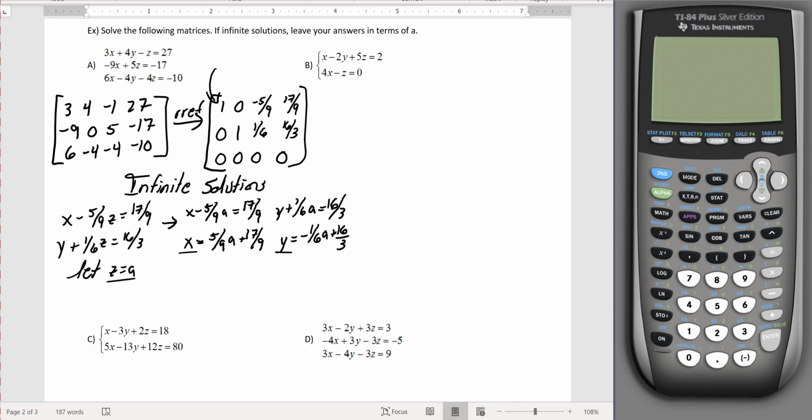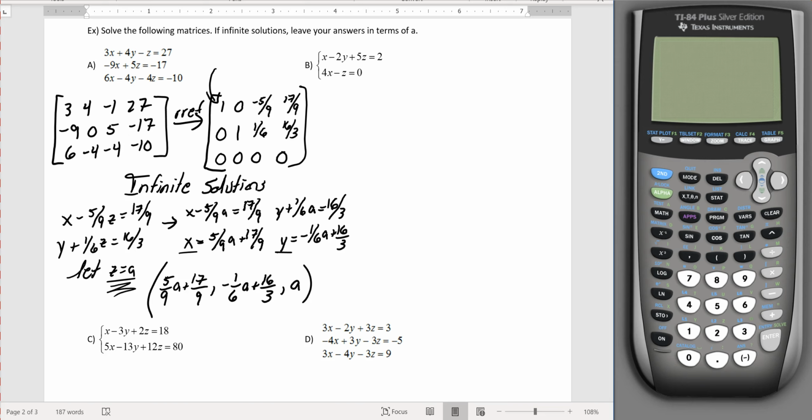Z is a. So the last thing, remember this is a system. How do we write our solutions to systems? As a coordinate pair. So we would have 5/9 of a plus 17/9, comma, negative 1/6 of a plus 16/3, comma, a. And that would be our solution. Now, whenever we have infinite solutions, we always set z equal to a, so that last value will always be a. A lot of people often forget that. Remember, it's x, comma, y, comma, z, which in this case, z equals a.